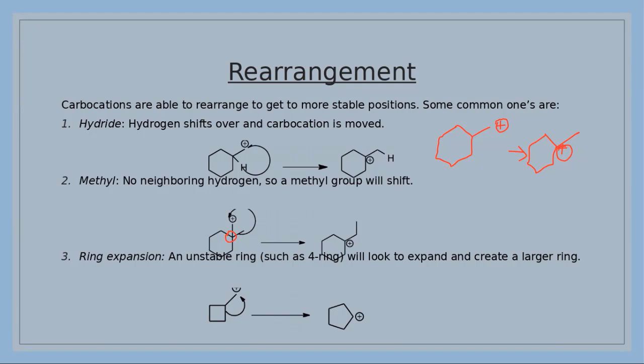The final step is the ring expansion. So an unstable ring, such as a 4-carbon ring, like cyclopropane, will look to expand to create a bit larger ring, because when you're that small of a ring, it's not going to be as stable as if you could get larger. So in this case, the 4-carbon ring is going to break one of the ring edges apart and attach it up there so that it can now form a 5-carbon ring.